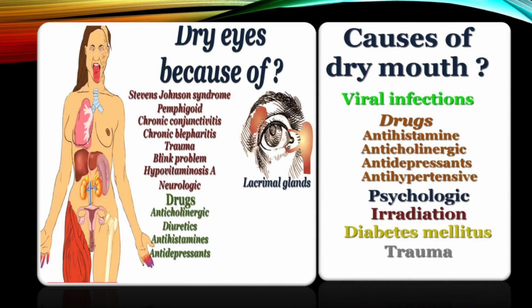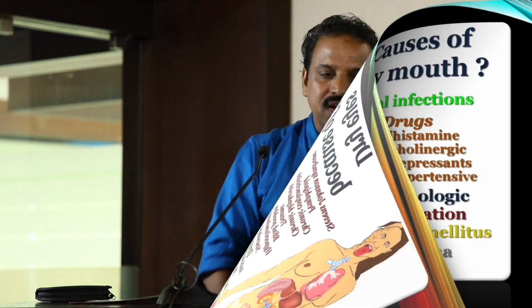So many infections can produce chronic conjunctivitis. You can have the dryness of the mouth. So many things can produce the dryness of the mouth. So how do you diagnose it?